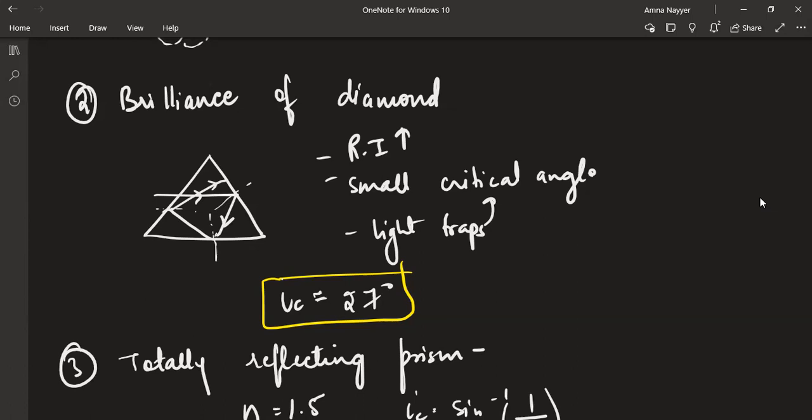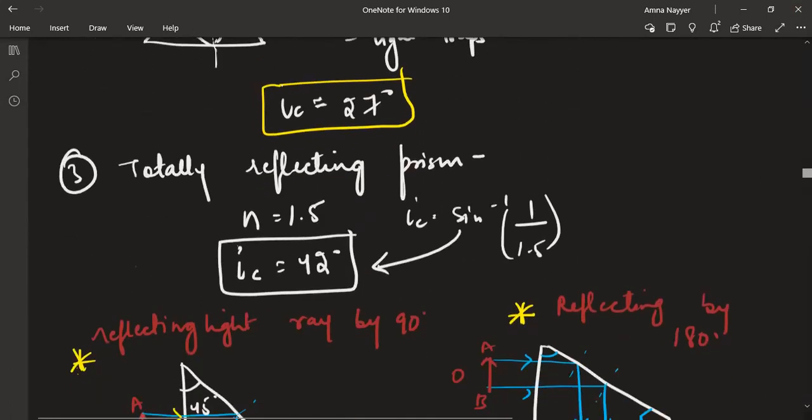Otherwise, questions can come separately on the prism, how to reflect light by 90 degrees, how to reflect it by 180 degrees, or you can get a question from optical fibers specifically. Optical fibers, one of the questions is there in your NCERT textbook as well.